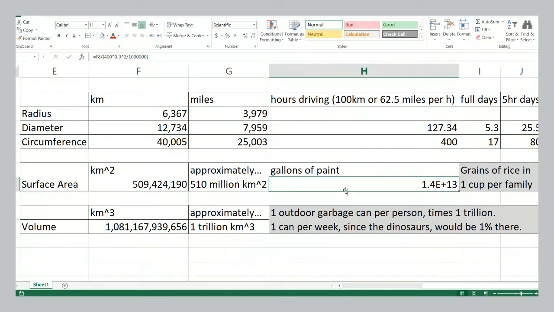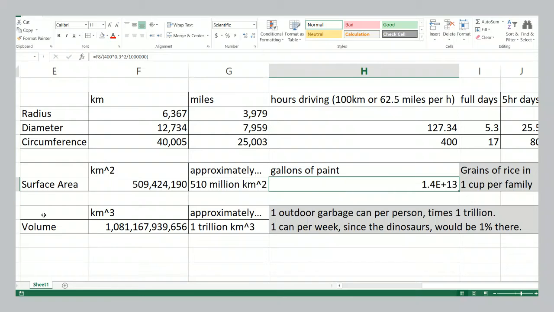So imagine you're standing there with your family, you've got a cup of uncooked rice, you're going to count the number of grains in that cup. And that number of grains is how many paint cans you have to buy. Now, that's a lot of paint cans, it's expensive, it's going to take up a lot of room, but you can imagine doing that. If every single family did that, we would have enough paint to paint the entire surface of the Earth, including the oceans. Land, oceans, the whole surface. So that is how big the surface area of the Earth is.